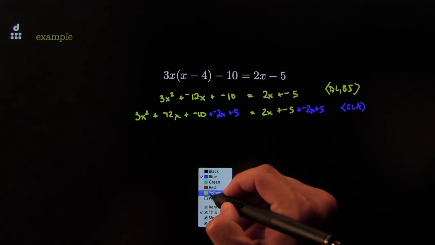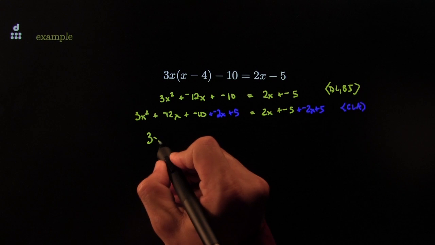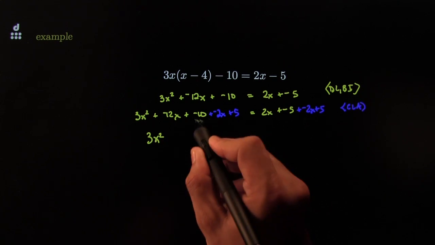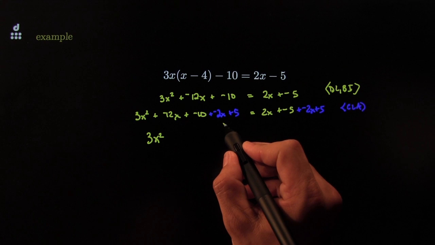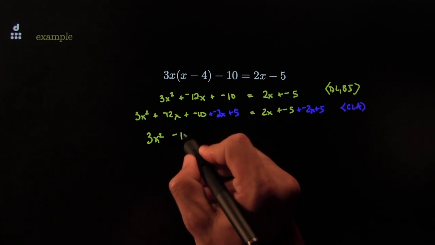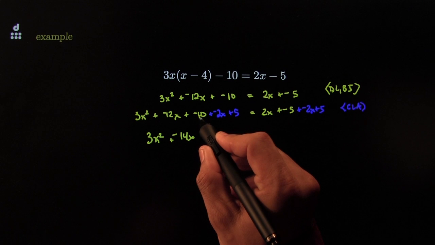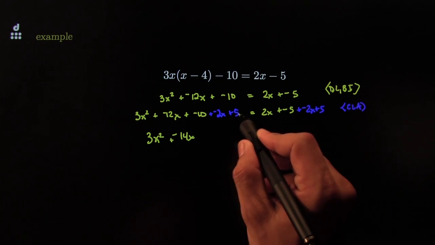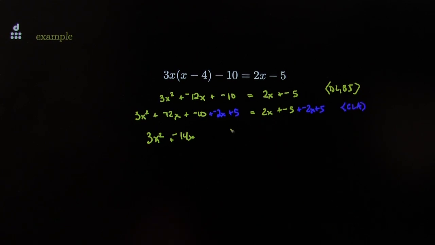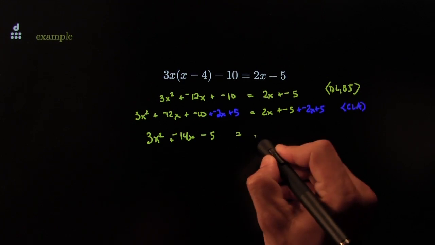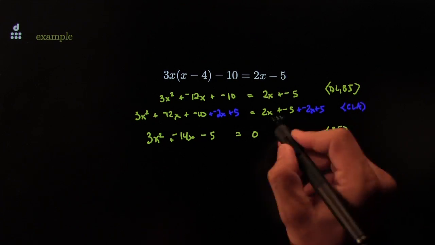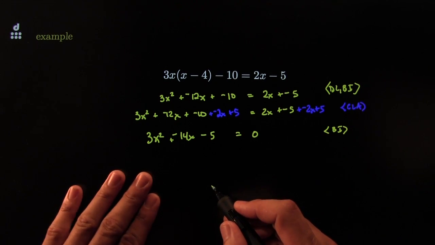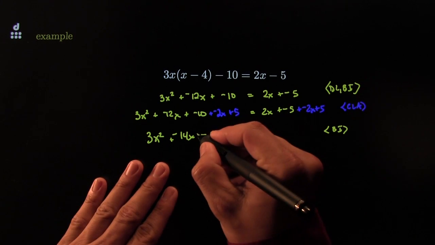Alright, let's clean it up some more. Here I have 3x squared. Here I have negative 12x. And here I have negative 2x. So that will give me a grand total of negative 14x, and then I have my constants here. I have a negative 10 and I have a positive 5. Negative 10 and a positive 5 would give me negative 5. And on the right hand side I see I have total of 0 because the things got killed, the additive inverses. And now we have the first part of the process complete.